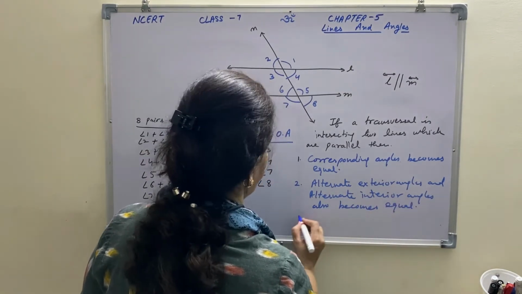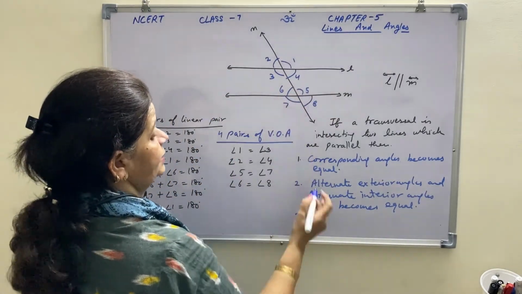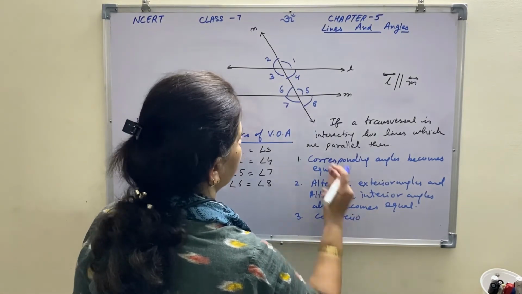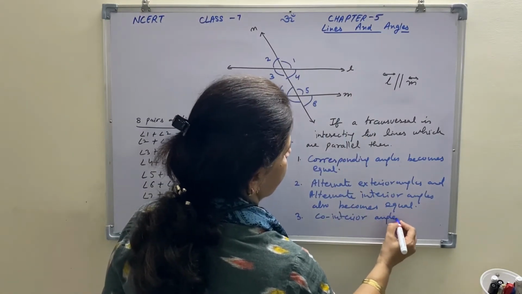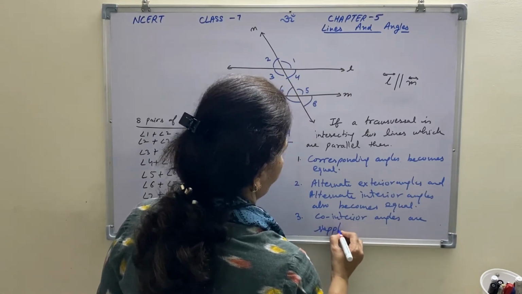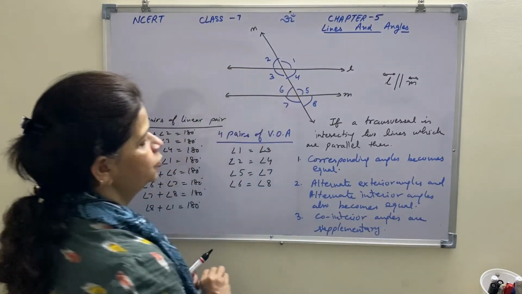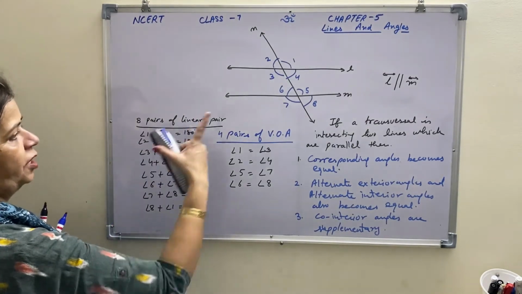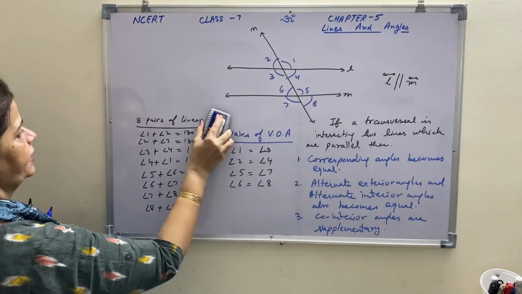And the third condition is, if they are parallel lines, then co-interior angles, meaning the interior angles on the same side of the transversal, become supplementary. Supplementary means their sum is 180 degrees. So this is the difference when the lines are parallel. The earlier two remain the same in both cases. So we will write down these angles.